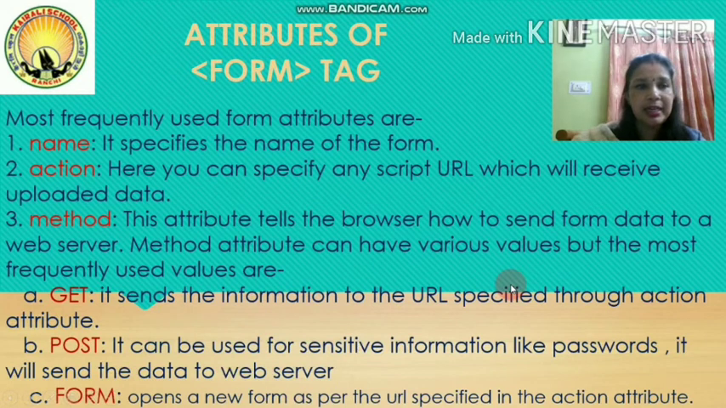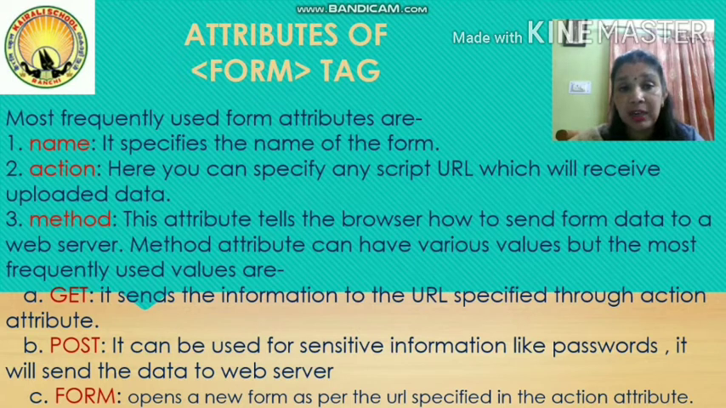So next slide is, what are the attributes of form tag? As I told, two mandatory attributes are there, action and method. And method can have the value get, post or form. So name means it specifies the name of the form. Like if you're going to create any scripting language, the name of the form will be used there. So it's not mandatory that you must specify name, but action and method are must.